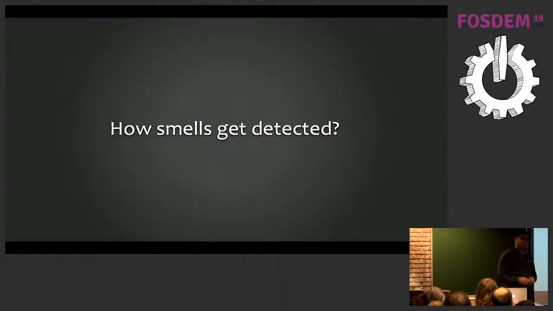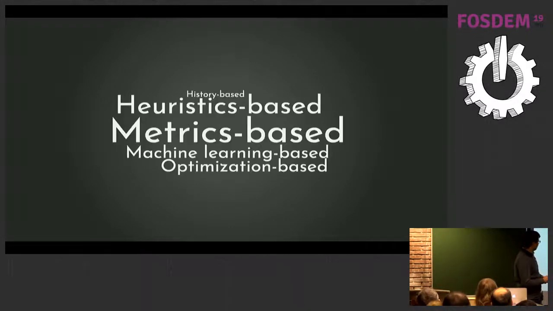So how are people detecting smells so far? If we try to analyze all the different smell detection algorithms or the methods available today, there are basically 5 different categories: metric based, rules or heuristic based, machine learning based, optimization, and history based. And the most common ones are metrics and heuristics.